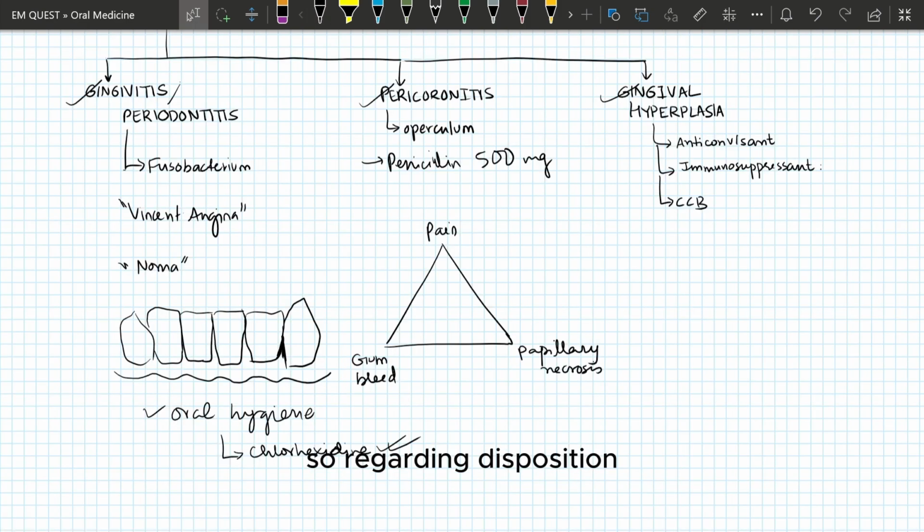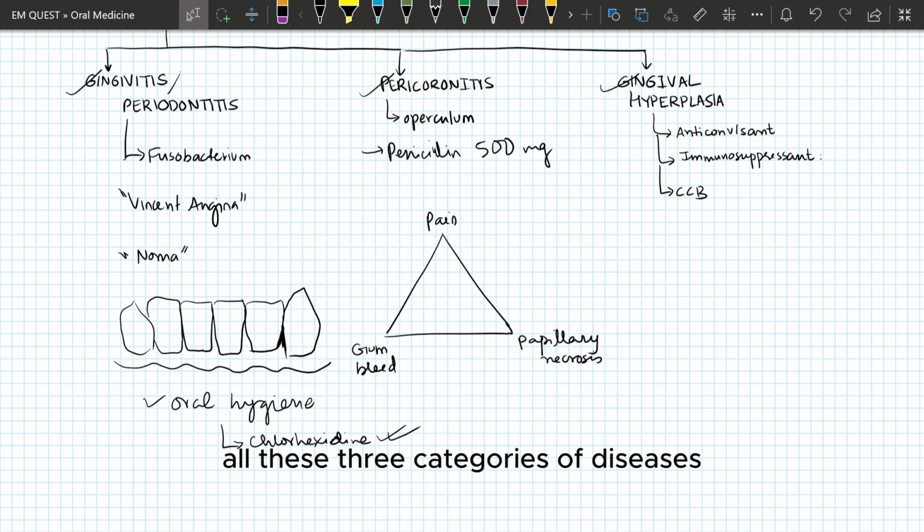Regarding disposition, all these three categories of diseases can be discharged and will require dental follow-up. For gingivitis and periodontitis, we can give 1 to 2 weeks of follow-up, but if they are coming with necrotizing gingivitis or they are coming with any systemic sign, then we have to get them to see a dentist within 24 to 48 hours.